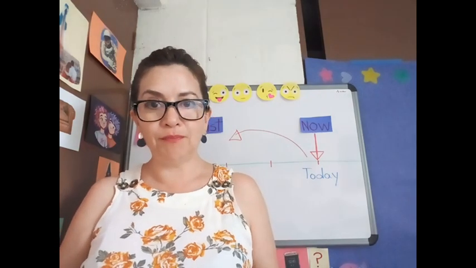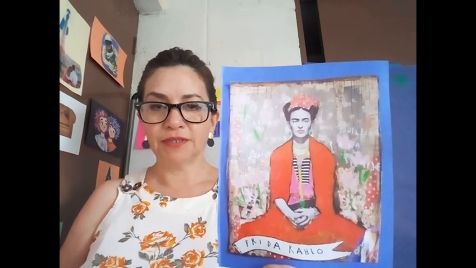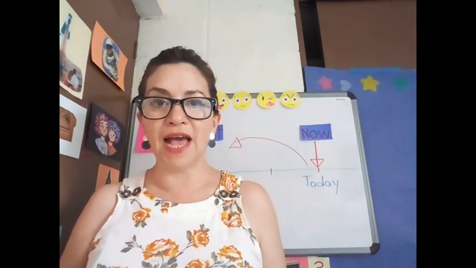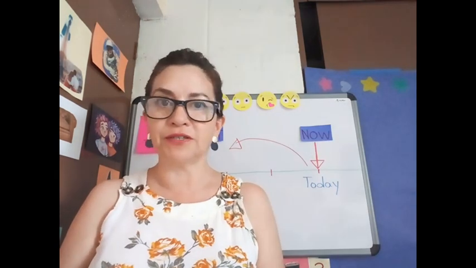Another example can be: Frida Kahlo lived in Mexico in the last century. It happened a long time ago, but it is not important when we talk about simple past. It can be used for recent actions, I cut my hair 2 days ago, or things that happened many years ago, a long time ago. Frida Kahlo lived in Mexico in the last century.